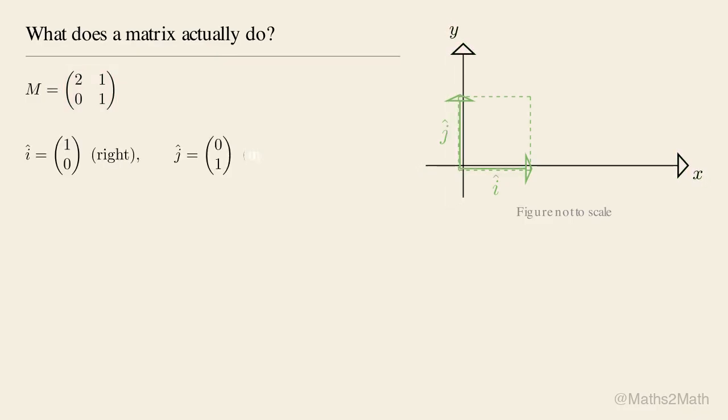First, meet the two most boring vectors in the plane. I hat, 1 step right, and j hat, 1 step up. Every other vector is built from these two. 3 steps right and 2 up is just 3 I hats plus 2 j hats.